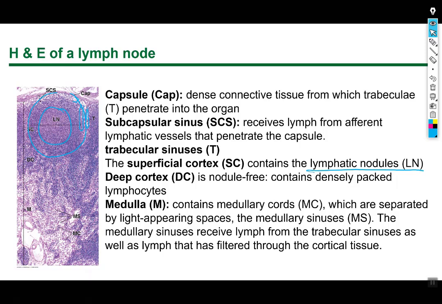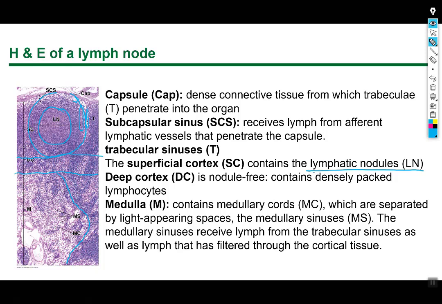So where we left off was the superficial cortex. So that's the lymphatic nodule, which I've circled. And then the deep cortex doesn't have any nodules. It's just kind of a dense lymphocyte aggregate zone. So that's most easily outlined by doing this. There we go. So like that. And in fact, it kind of wraps around here, really.